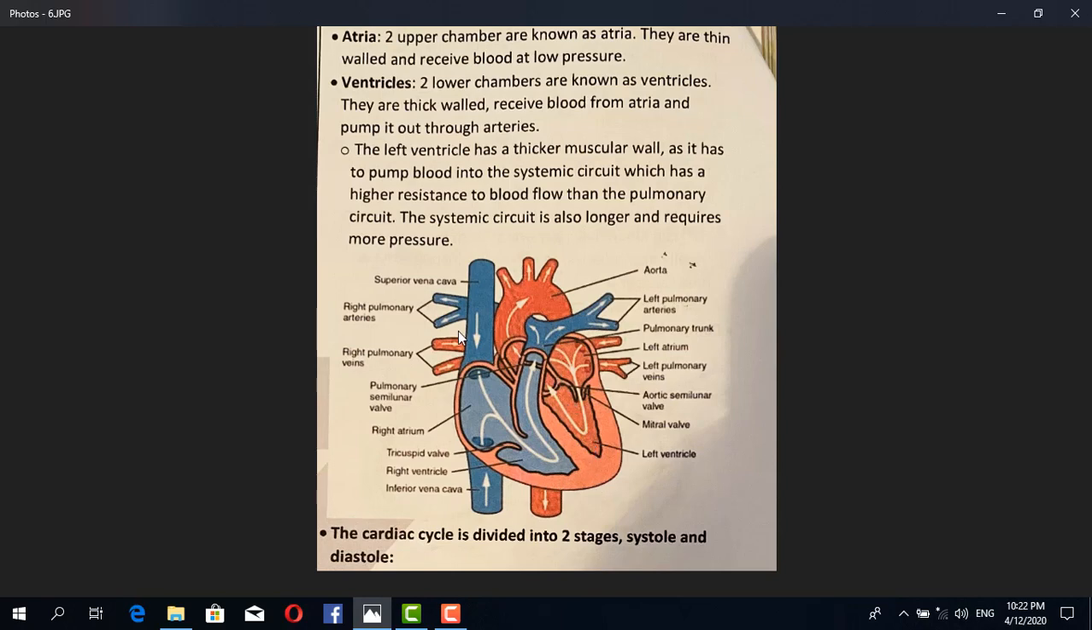So the blood enters from this side and goes through the pulmonary blood vessel to the lungs to be oxygenated, and then gets back here and is pumped all over until it reaches the aorta, so the aorta takes it to the rest of the body. So this side has thicker walls because almost all the pressure is on this side.